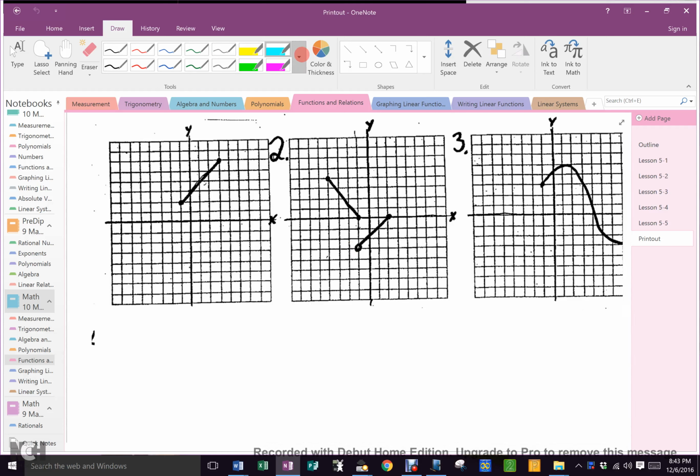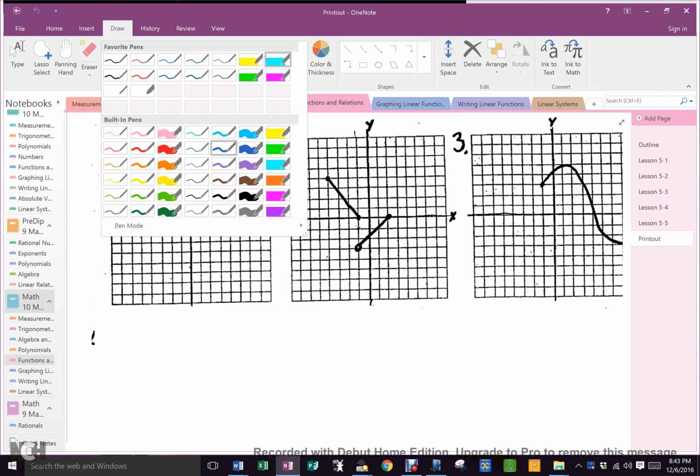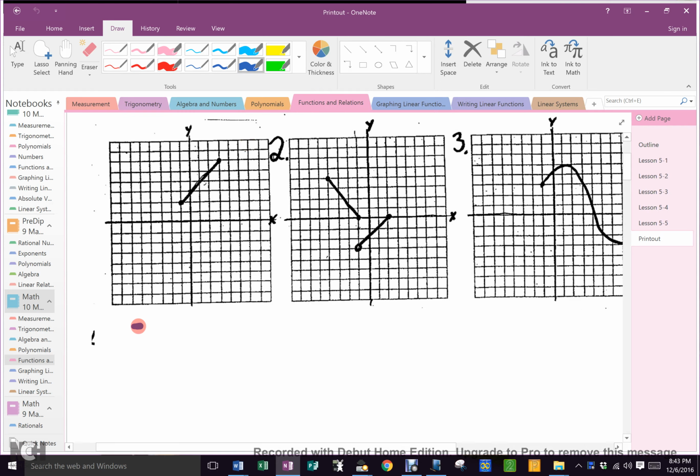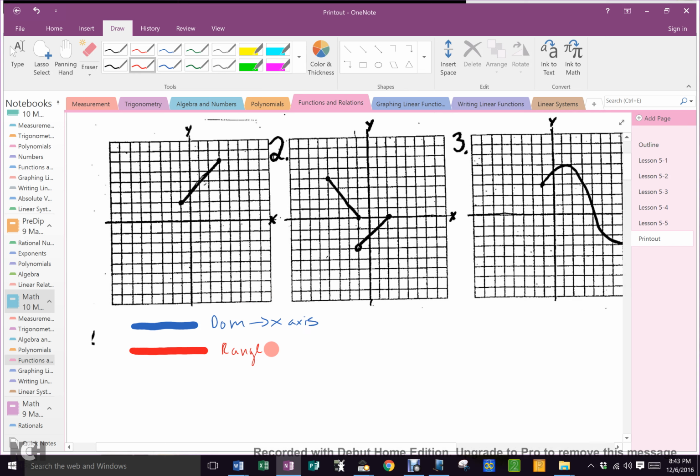Okay, I'm going to do a quick review of domain and range for people. Domain. Okay, so domain is blue, range is red. No, sorry. Domains live on the x-axis. Ranges live on the y-axis.